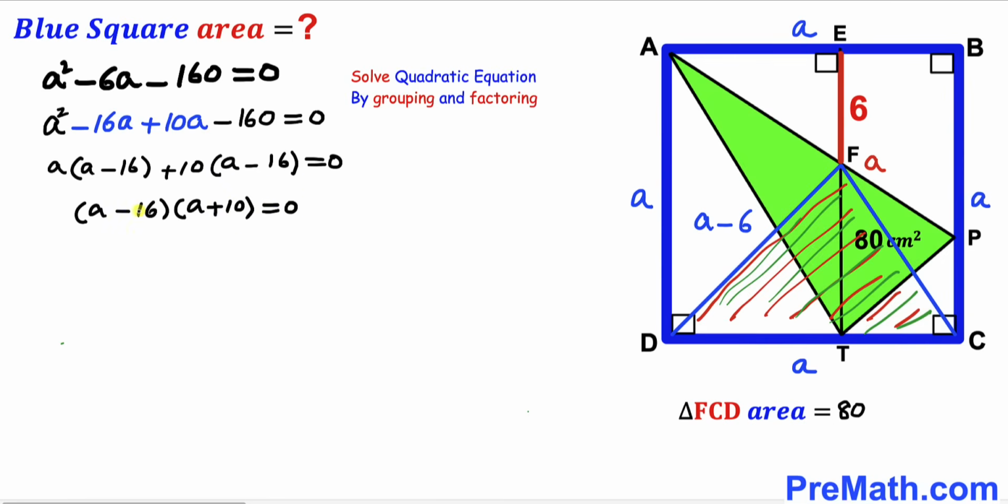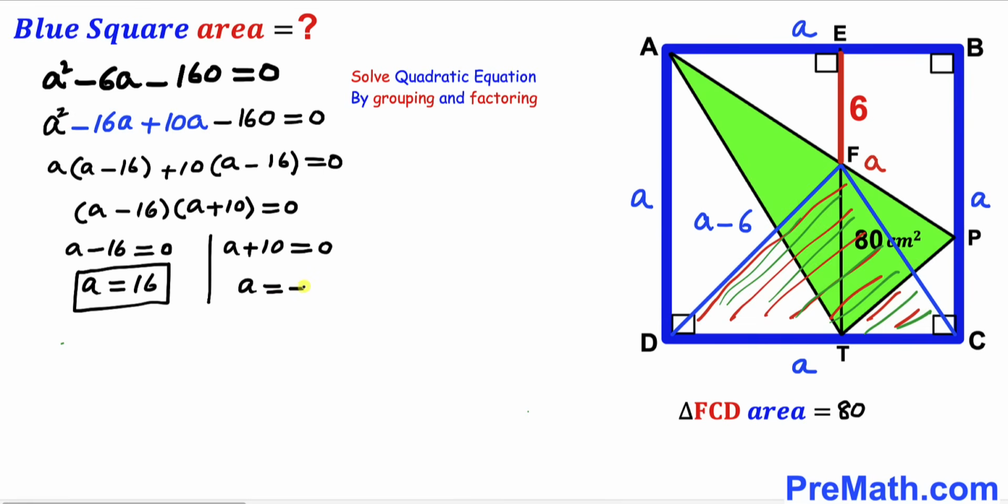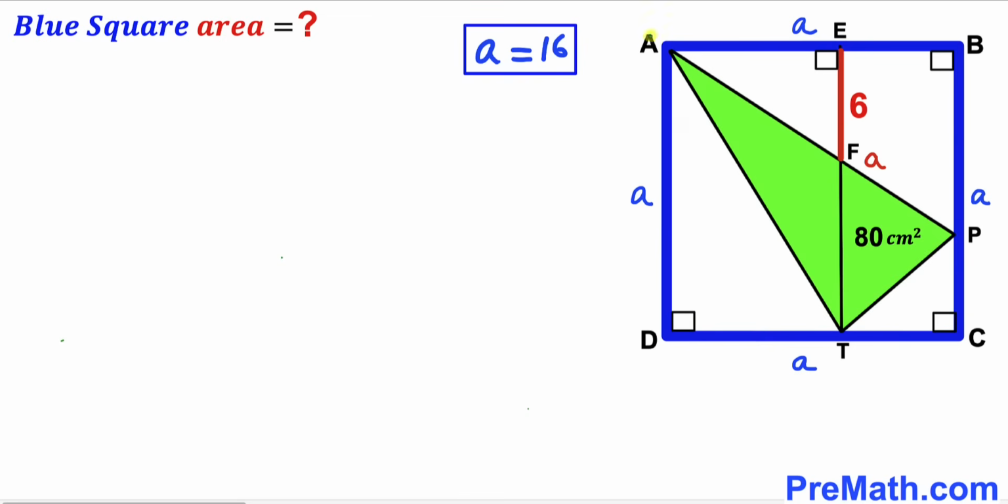And now we are going to separate these two factors. For this first equation, a value turns out to be positive 16, and for this second equation, a turns out to be negative 10. And here we can see a equals negative 10 scenario is not possible, since a represents the side length. So therefore we are going to reject this negative value, and we are going to accept a equals positive 16. So thus the side length of this square, lowercase a, turns out to be 16 centimeter.